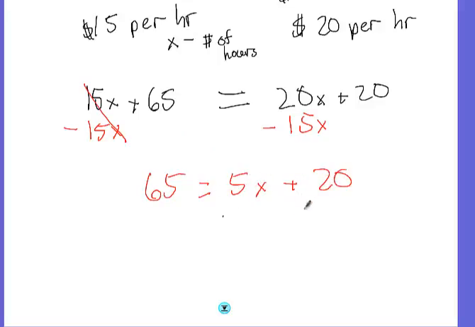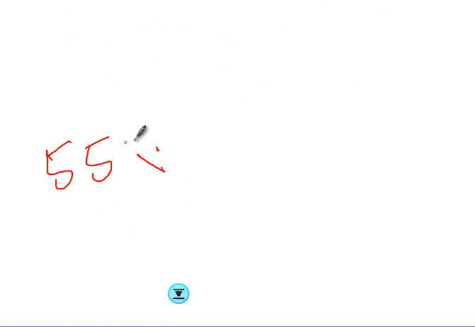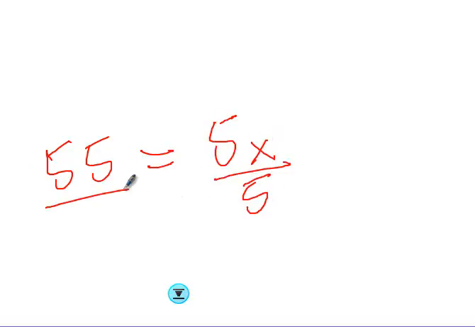Again, we need to get this 5x alone, so we must subtract 20 from both sides. And we get 55 equals 5x. Divide both sides by 5. Divide by 5. 11 is equal to x.